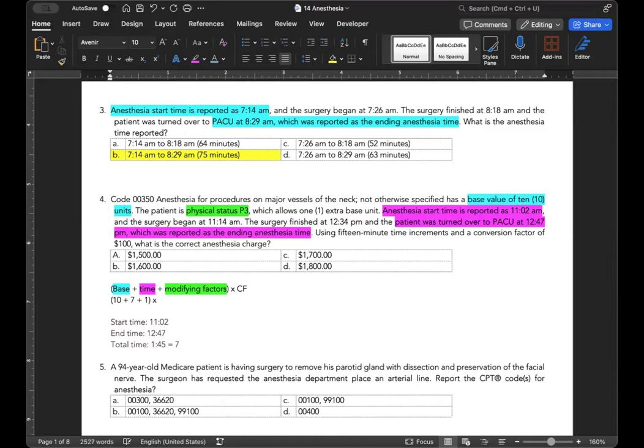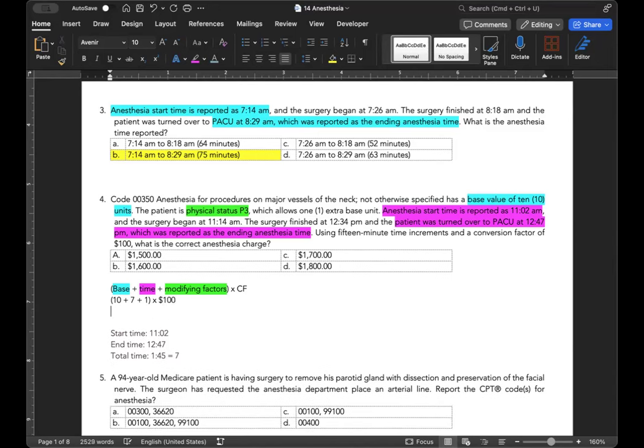And then what is our conversion factor that we're going to multiply this with? $100. Yep. So how many total units do we have? 10 plus 7 plus 1 is what? 18. Okay. And then multiply that by 100, and that gives us how much of a charge that we should do. 1,800. So that's going to give us our charge that we should bill for this scenario with code 00350.